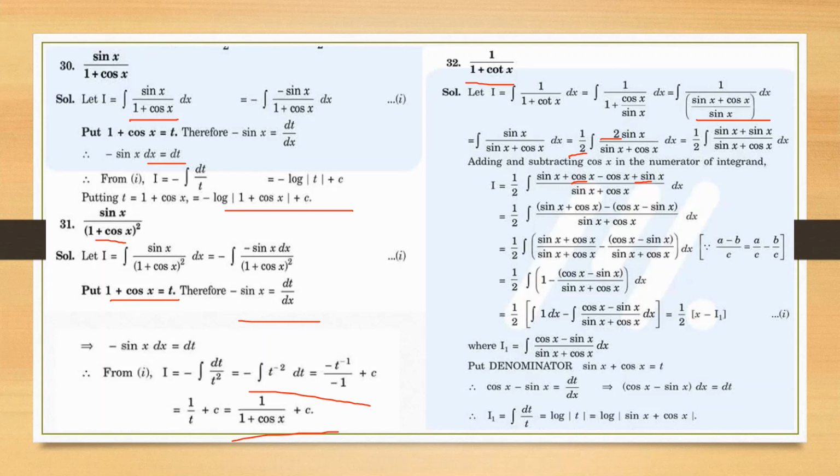Now here put the denominator as t. See, it becomes f dash x upon f x. So the same format is there.